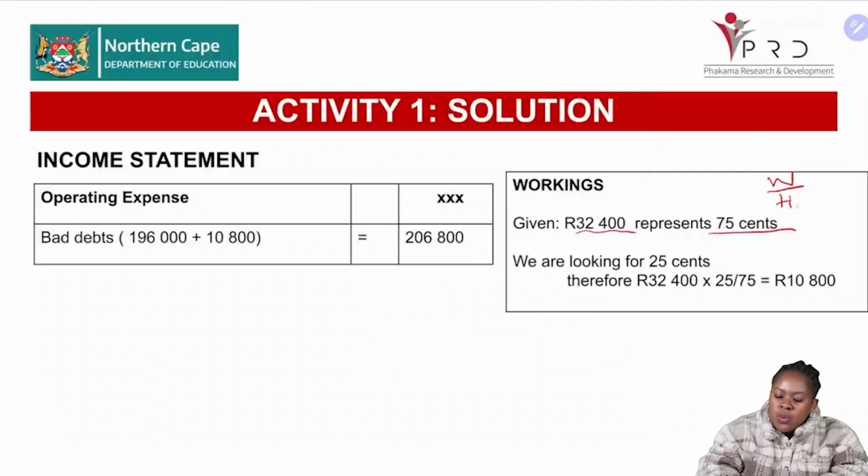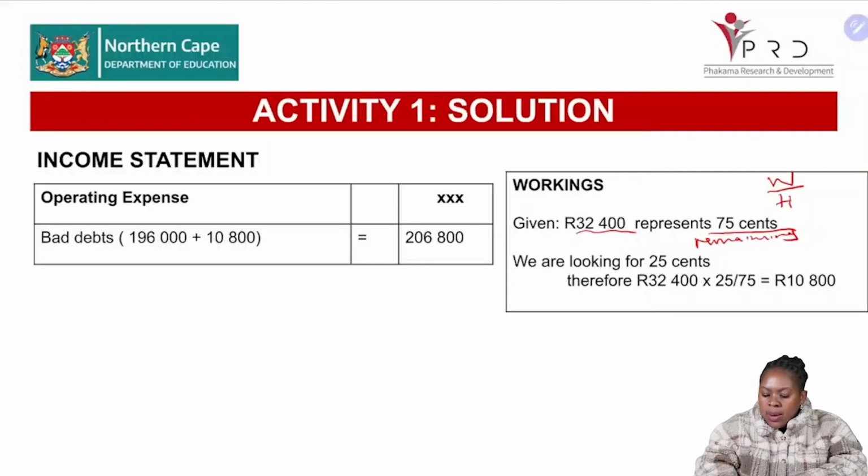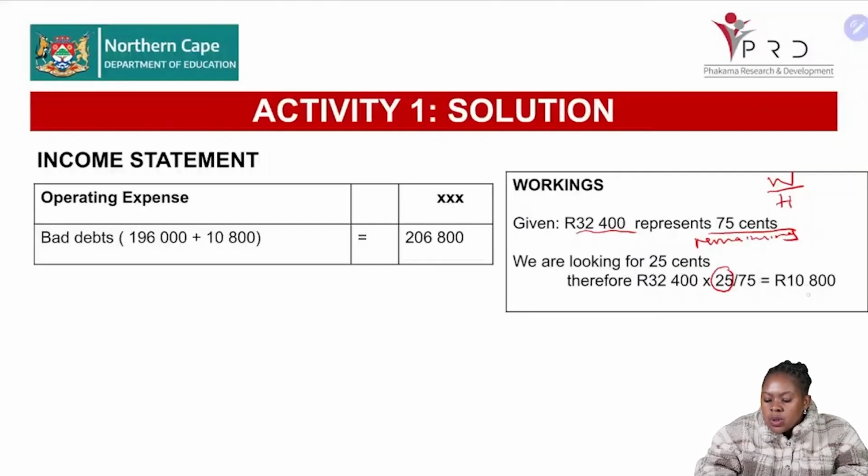So we need to write off the remaining, the outstanding amount, okay? Because we received the 32,400. Then we will say 32,400 multiplied by what we want. We want the 25 divided by what we have, which is the 75. So then it will give us 10,800.